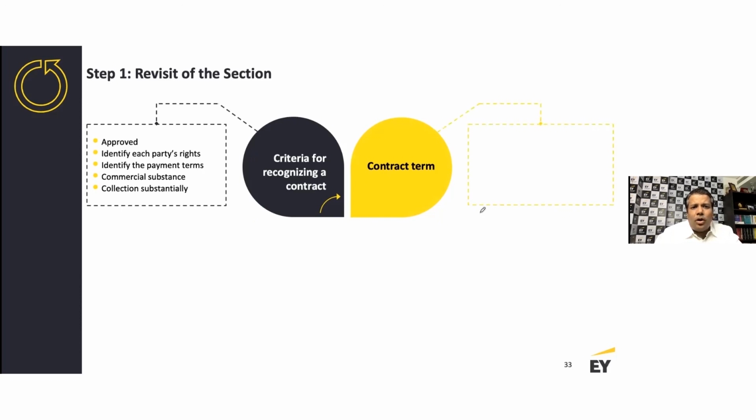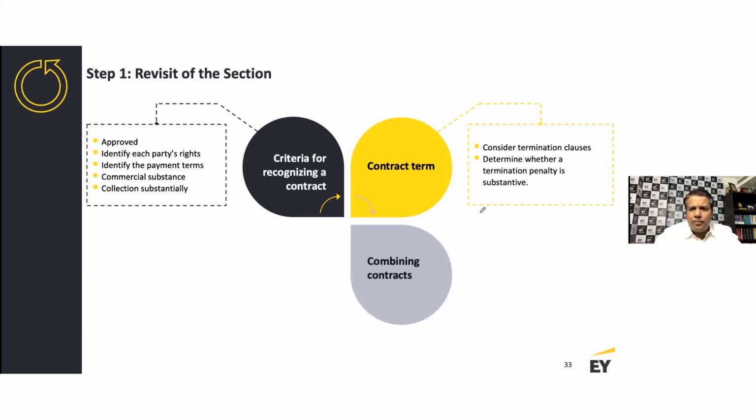Then you look at the contract term. For you to assess the contract term, you've got to look at the termination clause. If there are no penalties and you can be terminated at convenience, then essentially it has no contractual term. So the termination penalty is a very important element. Then you look at combining contracts.